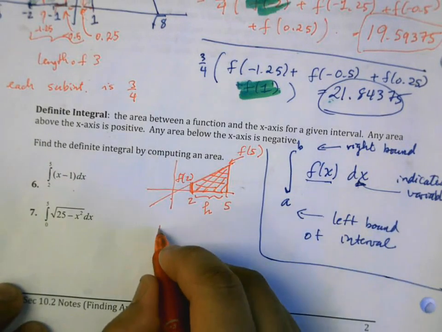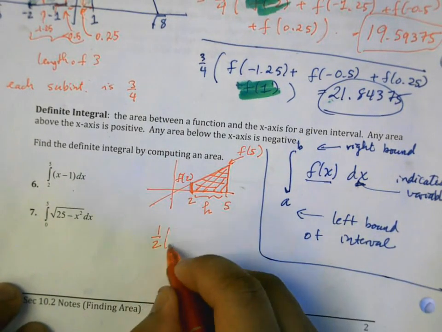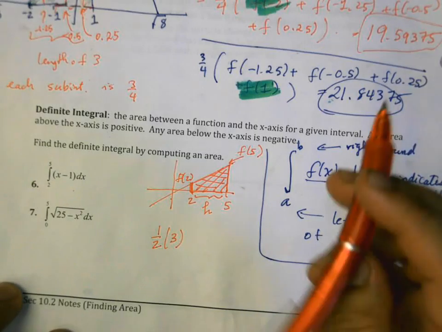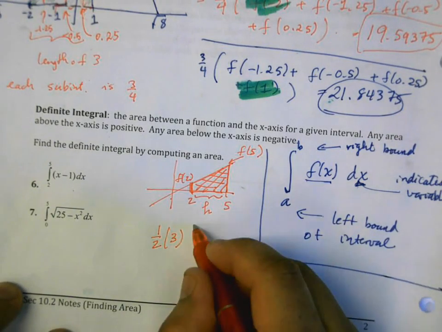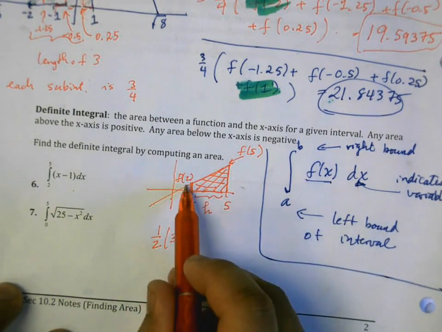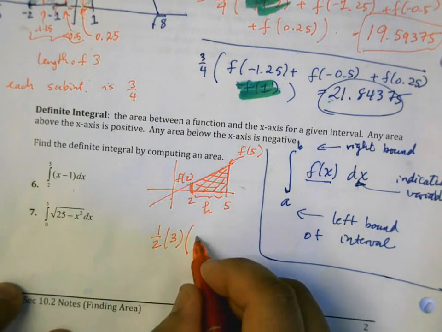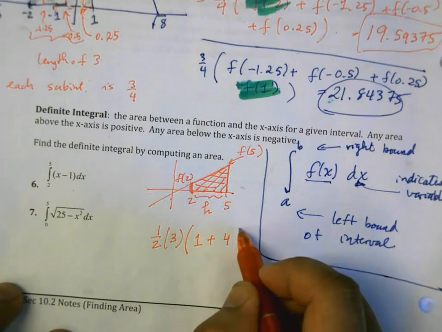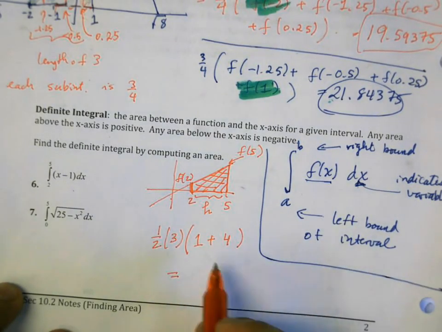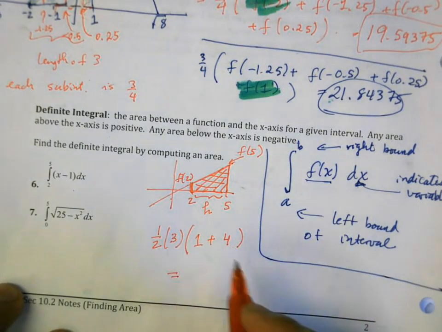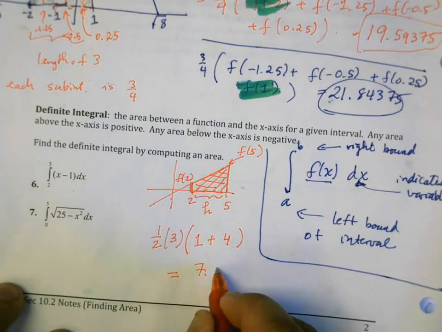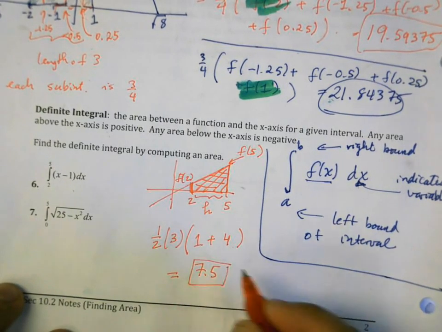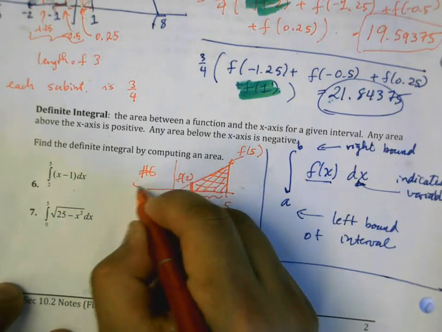So that area is 1/2 the height, which is 3, times the bases. f of 2 gives us 1, plus f of 5 gives us 4. So the final answer is 5 times 3, which is 15, divided by 2, which is 7.5. Okay, so that was number 6.